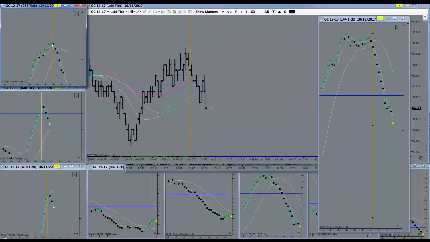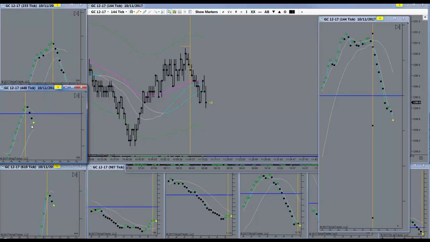Saw separation on the 233 was very large. Didn't see much on the 440. So what this is telling us, there's not a lot of power down compared to if the 440 would have given us the same picture. Okay, so what we're anticipating is that the move down doesn't have that much power. So it's going to be lesser than if we would have seen the same picture on the 440 or the 610.